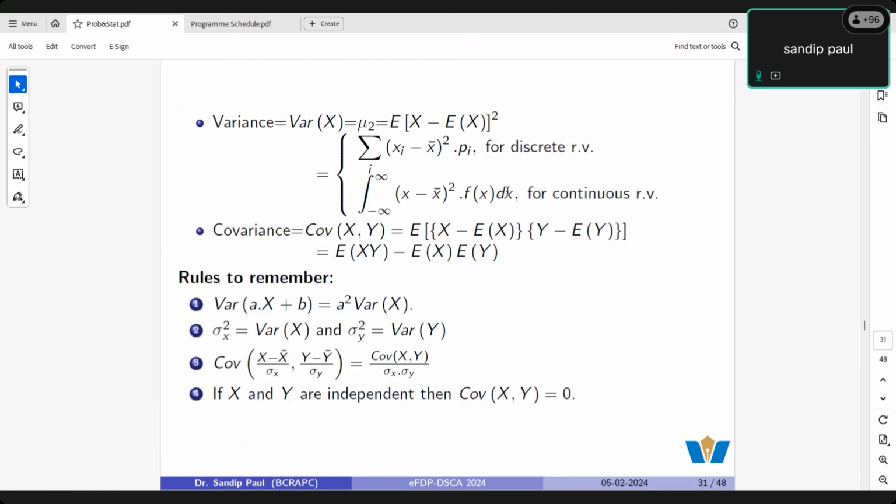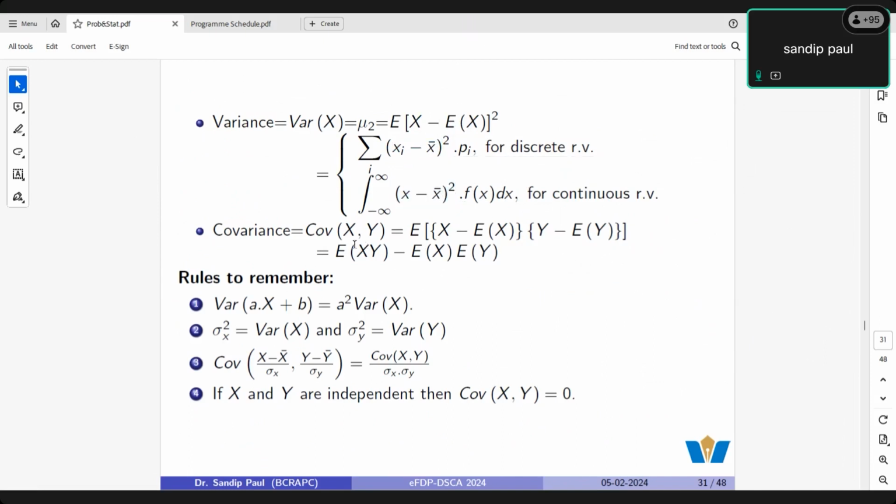Now the variance, another important parameter. Variance is denoted by mu2 or Var(x). It is the expected value of the square of the difference between x and its expected value, sometimes written as x minus x bar. So for xi, take the square of the difference; if we sum all these terms times pi, we get the variance of the variable. For the continuous case, we find the integration of the product of (x minus x bar) squared and f(x). Now covariance.